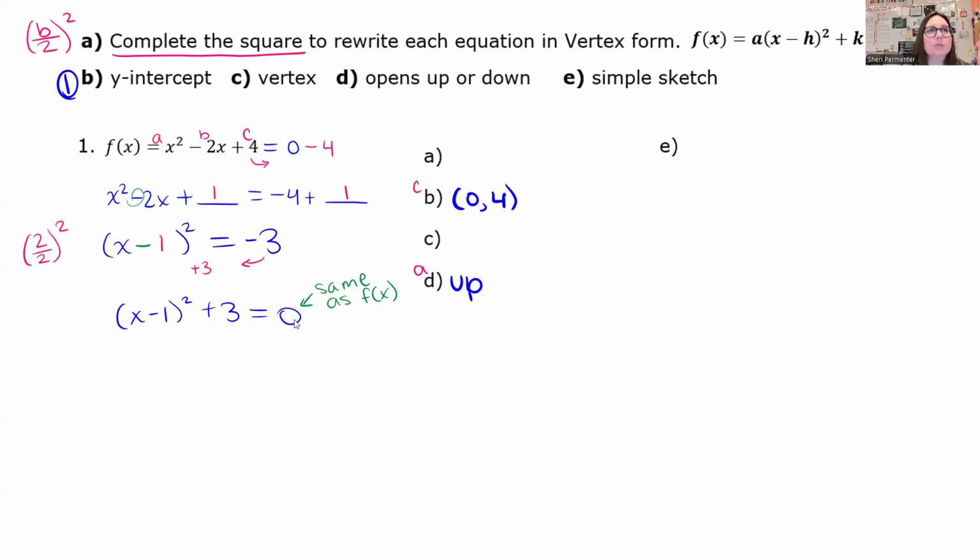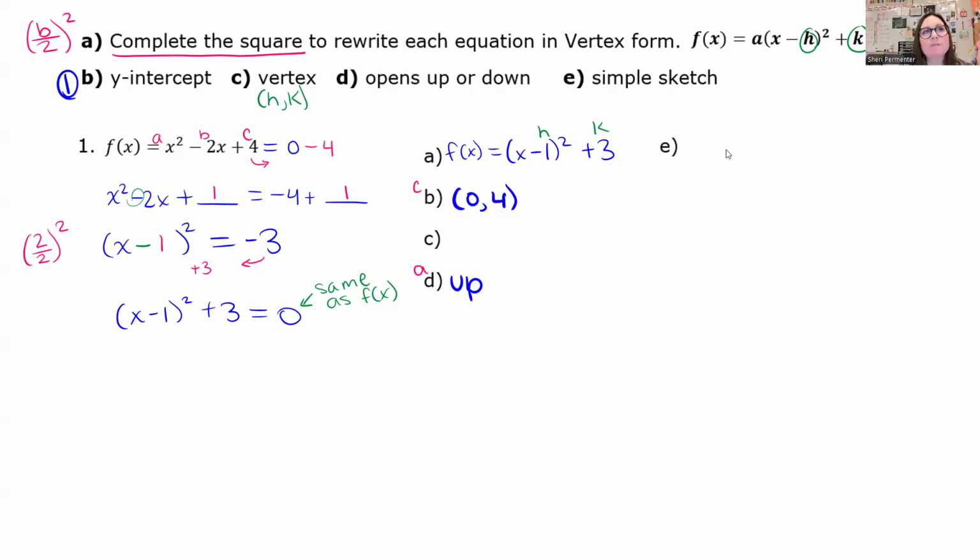This is my equation. That's what it asked for in part A. So instead of equals 0, I could say f of x equals x minus 1 squared plus 3. That is my equation. From my equation, I can figure out what my h and k are. So h is here, k is here. H and k, and my vertex is (h, k).